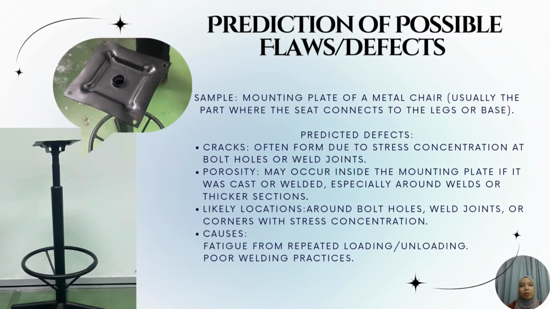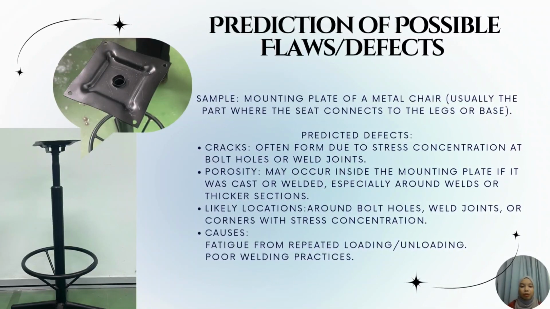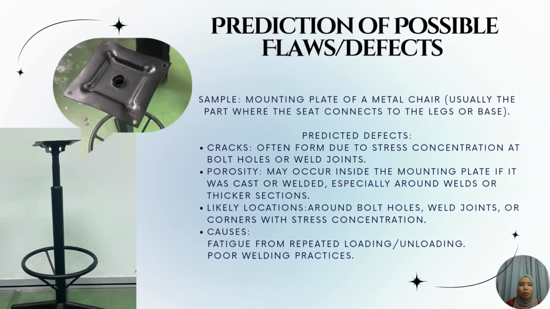and today I would like to share about prediction of possible flaw or defect in our assignment. For this assignment, our group chose the mounting plate of a metal chair as the material to be tested. This component is typically located where the seat is connected to the leg or base of the chair. It plays a crucial role in supporting the load and in ensuring structural stability.